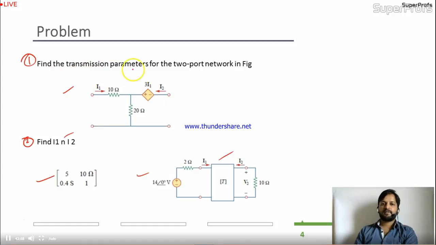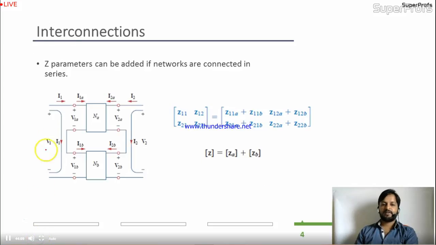They're asking to find the transmission parameters, meaning again they're asking for ABCD parameters. You can find it. I'm leaving this circuit for you. Come to the next: interconnections. Now Z parameters can be added if networks are connected in series. These are the two networks, NA and NB. They are connected, this is the series combination.